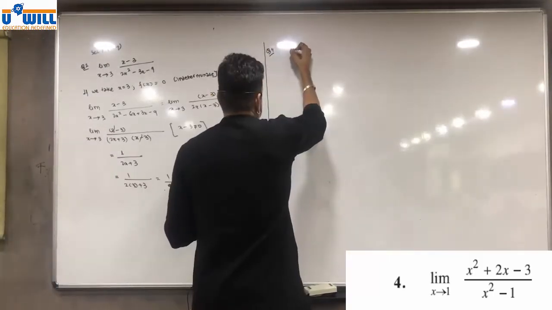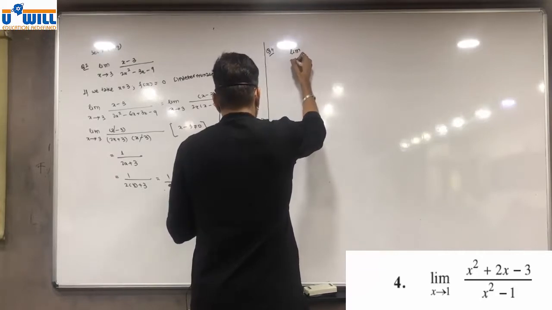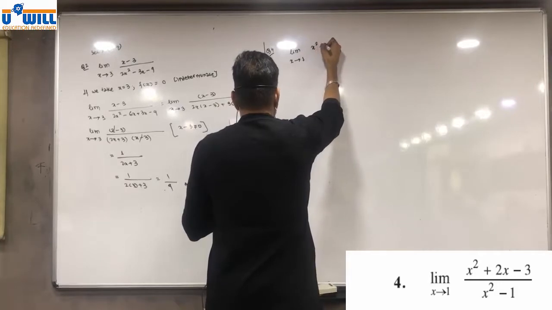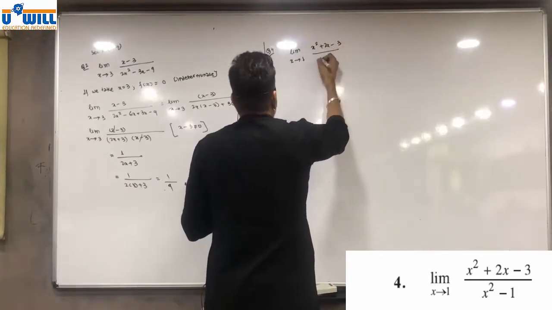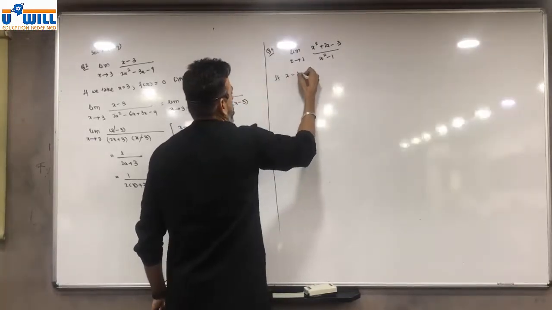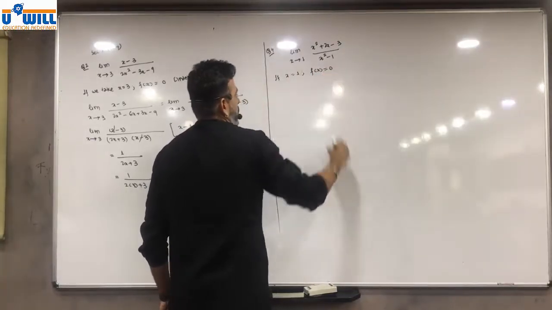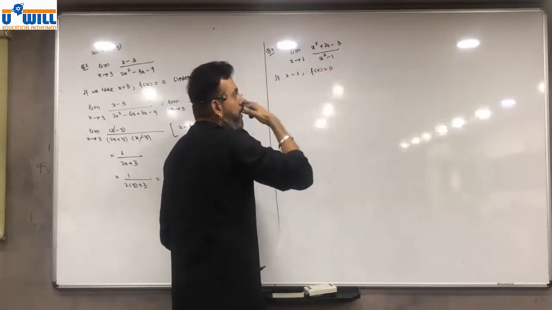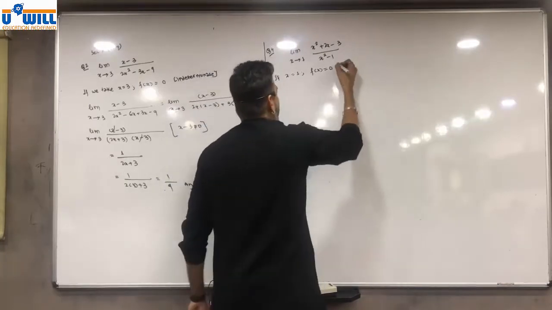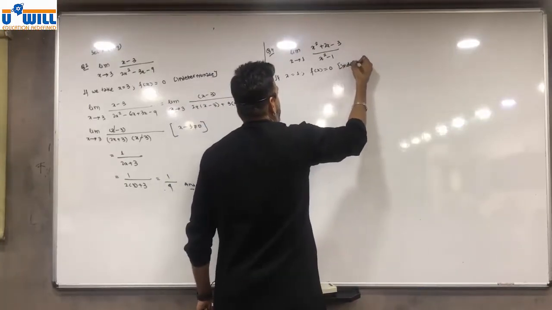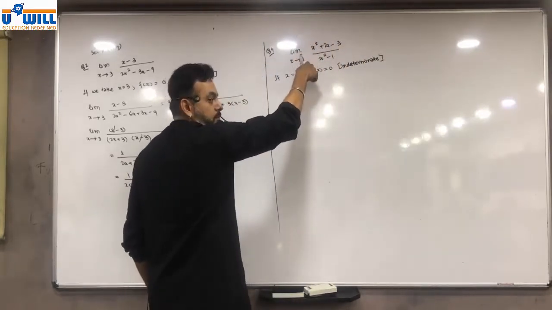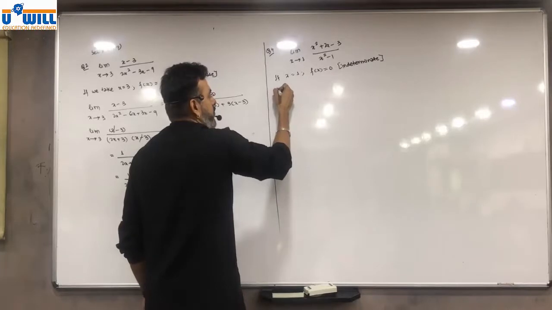Question 4. Limit x approaches 1, x square plus 2x minus 3 upon x square minus 1. If x is equal to 1, f of x becomes 0, 1 minus 1 0. Okay, पूरा solve करने की जरूरत नहीं, कहीं पे भी देख लो 0 आ गया तो 0 हो गया. Now, this indeterminate. So we have to factorize now. Numerator, denominator, both we can factorize. So first we'll go for numerator.